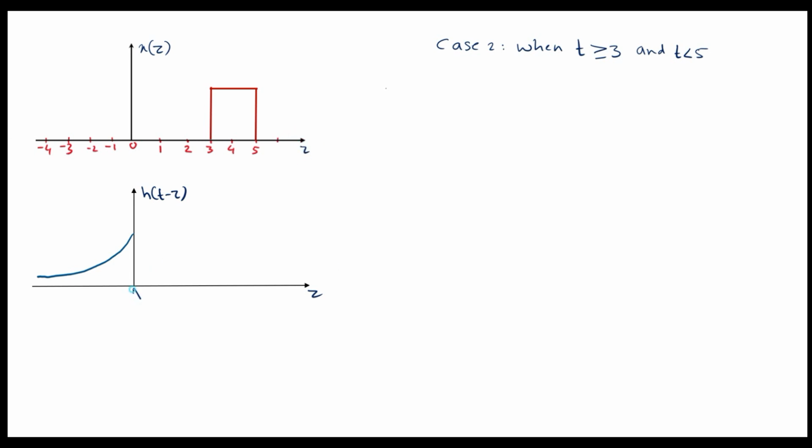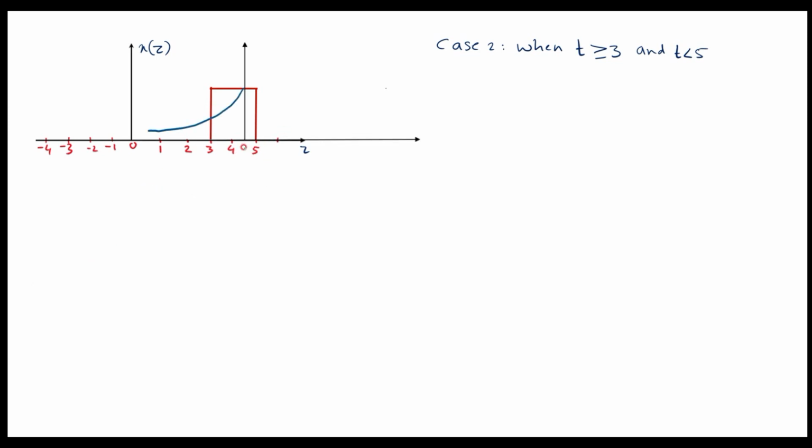So this is a t point when t is greater than or equal to 3 but less than 5. Now we are supposed to shift this h of t minus tau towards the right side such that this t point should cross 3 but it should be less than 5. For understanding purposes, I will try to overlap this h of t minus tau signal on the x of tau signal so that we can understand better.